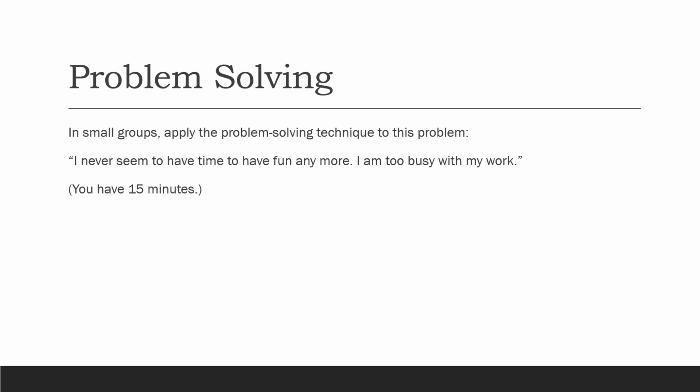I want you to go through each one of the steps. I want you to figure out what is the problem, which is step 1. Step 2 is brainstorm solutions. Step 3 is to identify the pros and cons of each solution, and then step 4 is to identify what the best solution is for this particular problem. And I want you to answer it in the open-ended question that I have in the lesson.